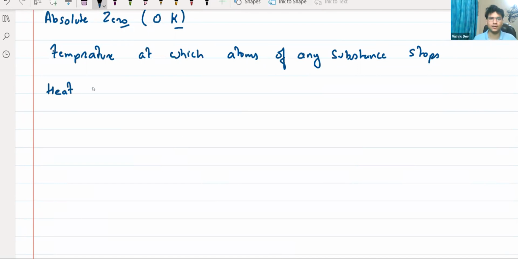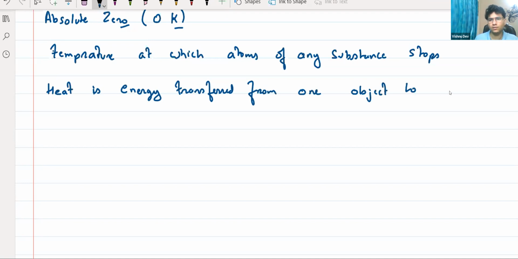Exactly. So heat is energy transferred from one object to another object. Does heat cause expansion? No, expansion is a process or a phenomenon because of heat. We will study that later, okay?